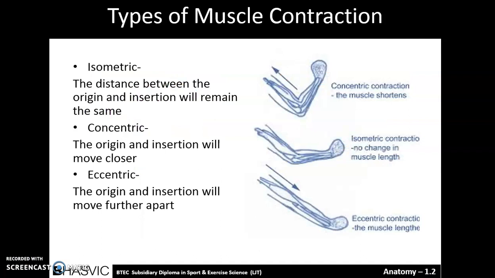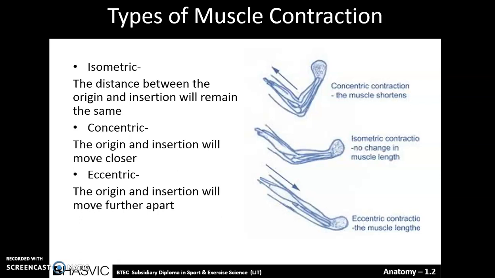There are three different types of muscle contraction: isometric, concentric, and eccentric. Isometric contractions are when the distance between the origin and the insertion will remain the same. This is because there is a balanced force between the muscle and the force applied to it. During this, the muscle will still be contracting, but it will remain the same length. This is because the force applied downwards is equal to the muscular force. This means that the weight or mass is the same. The origin and insertion will not move closer or further away.